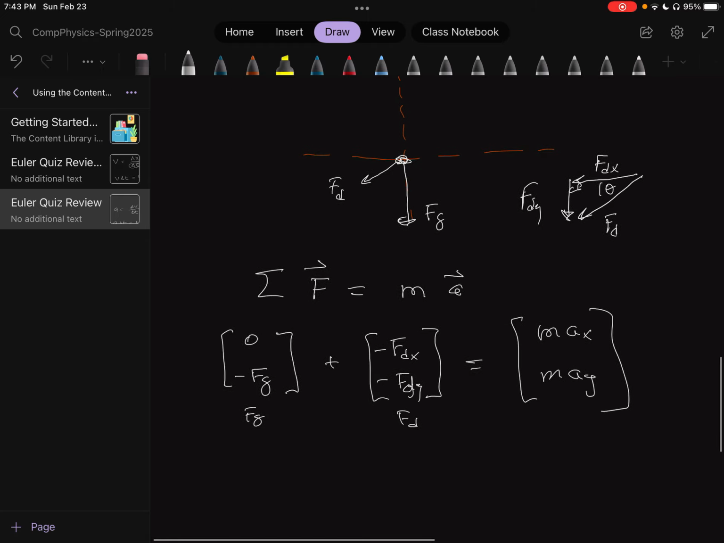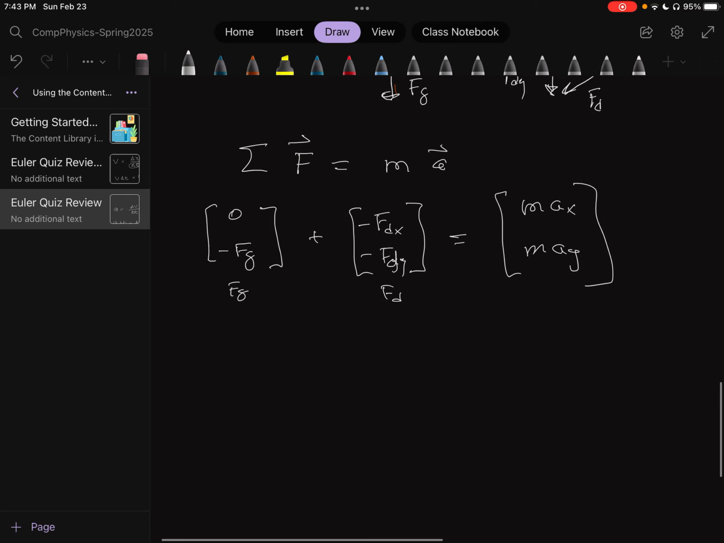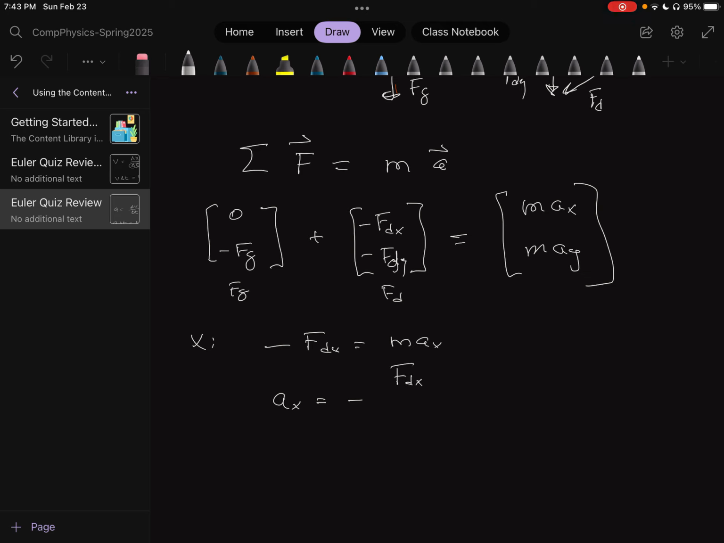Okay, so if we want to know acceleration, we look at the x equation first. So we have minus Fdx equals m ax. So our x acceleration is minus force of drag in the x direction divided by the mass.